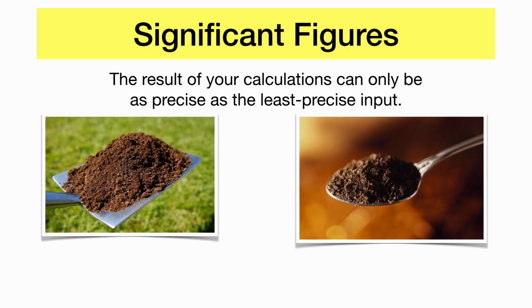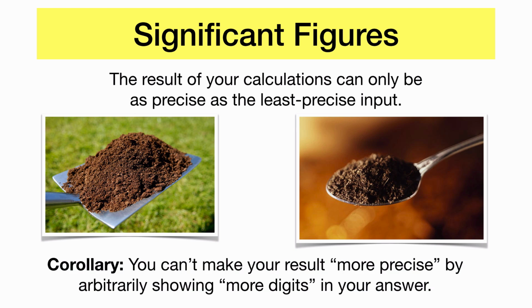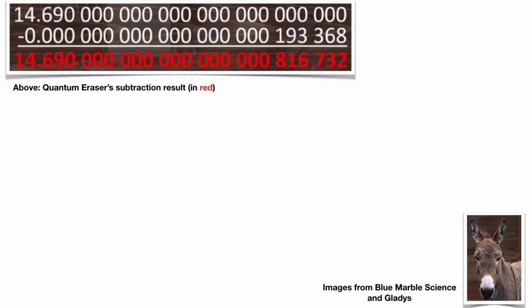So with significant figures, the result of your calculation can only be as precise as the least precise input. In other words, you can't make your result more precise by arbitrarily showing more digits in your answer. And Quantum Eraser does this all the time.